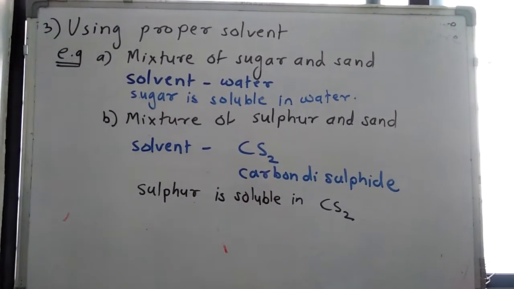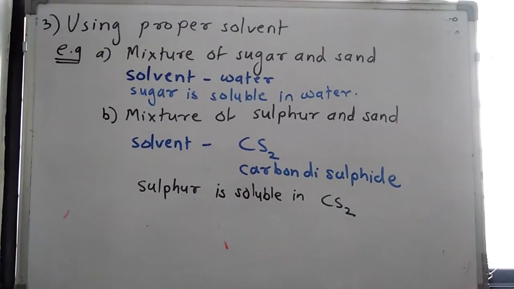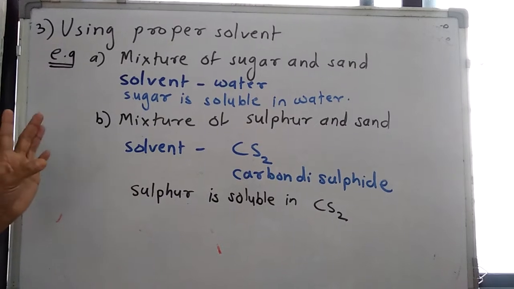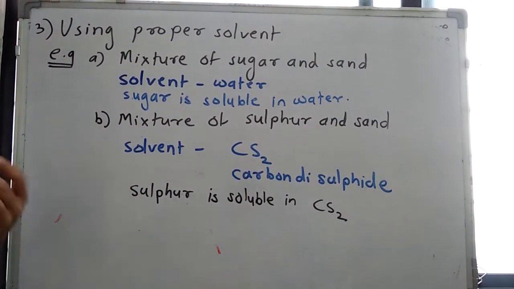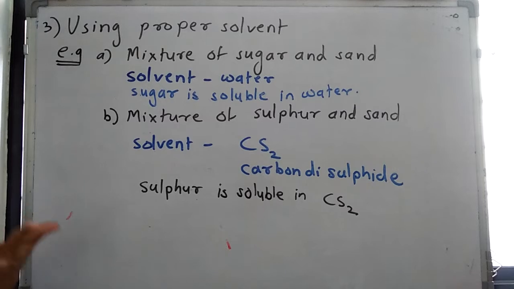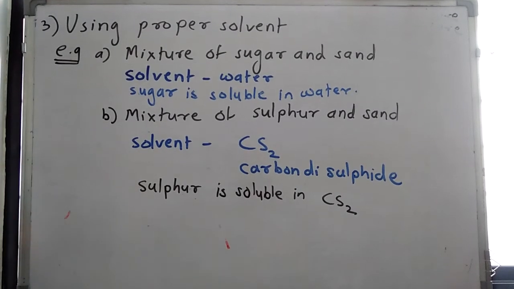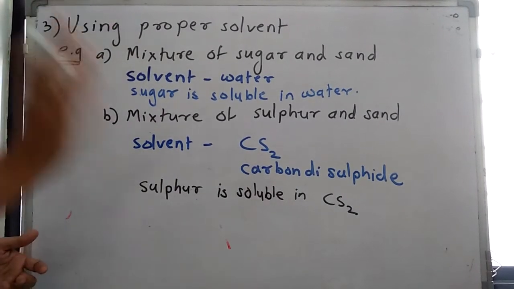Now, the third method for separation of two solids. We first have the mixture of two solids. So these three methods are for the separation of a mixture of two solids. The third method for separation of two solids is using a proper solvent.